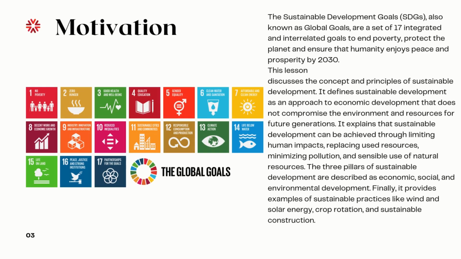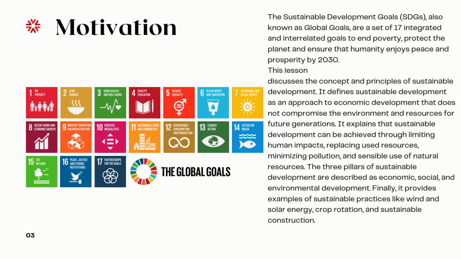The Sustainable Development Goals, or SDGs, also known as global goals, are a set of 17 integrated and interrelated goals to end poverty, protect the planet, and ensure that humanity enjoys peace and prosperity by 2030. This lesson discusses the concept and principles of sustainable development.